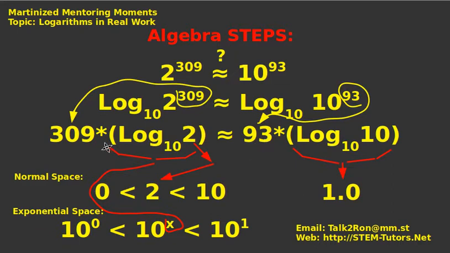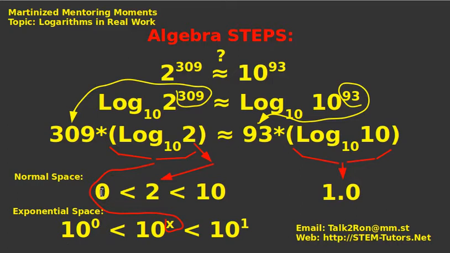Now we have a little more tricky problem on the left-hand side: 309 times log base 10 of 2. Well, what is that? That's a little trickier. So we have to examine 2 and ask ourselves, where is it in the orders of magnitude? 2 is greater than 0 and less than 10. And 10 is quite significant because 10 to the 1 power is 10. So in the exponential space, 2 is somewhere between 10 to the 0, which would actually be a 1.